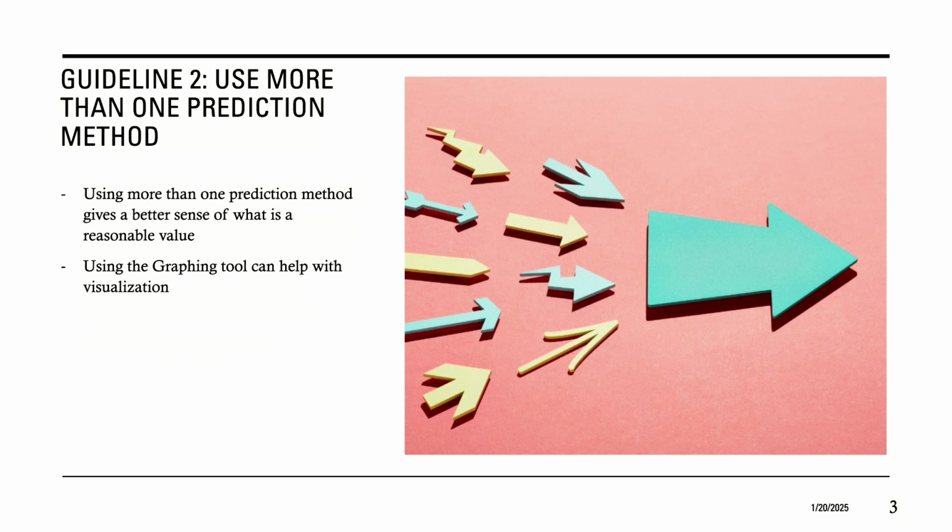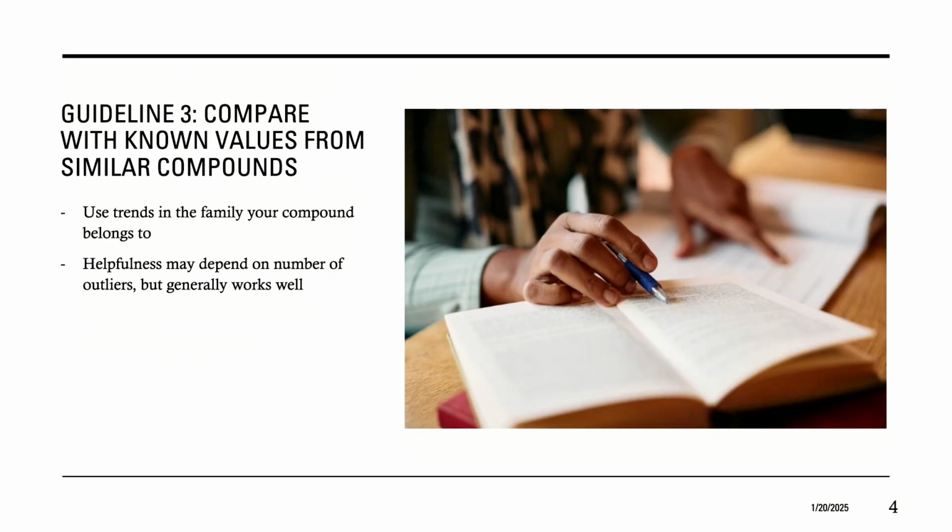Guideline 3. Compare with known values from similar compounds. If you are aware of trends in the family your compound belongs to, and know information about other compounds in that family, then you can use those trends to gauge the reasonability of predicted values. Sometimes family trends have outliers and deviations, so this isn't a perfect method of determining if a predicted value is reasonable, but it works quite well in most cases.